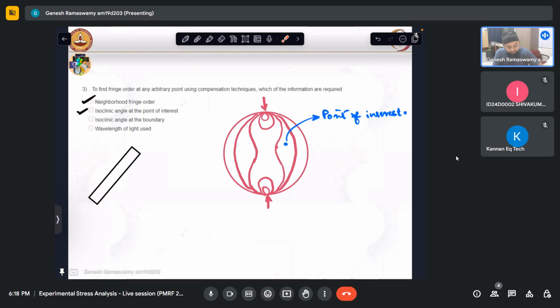The wavelength of light used doesn't bear any consequence here. Why? Because we are seeing the fringes, and those fringes essentially are formed because of the light used. Now, light is not something that we are changing. We are only introducing retardation where this fringe will essentially move to that point. So it has no bearing on that. So essentially, we need to know the neighborhood fringe order and the isoclinic angle at the point of interest in order for us to perform compensation techniques.